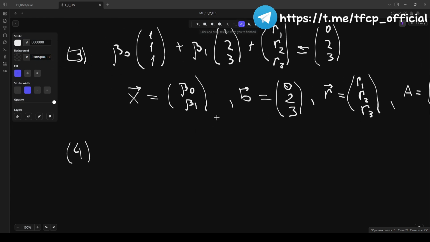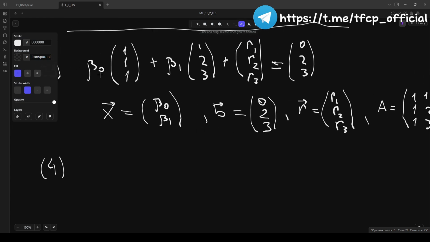What exactly do I get? I multiply v0 by this vector, and I multiply v1 by this vector. This can be written as the matrix A multiplied by the vector x, which is a fundamental concept in linear algebra.